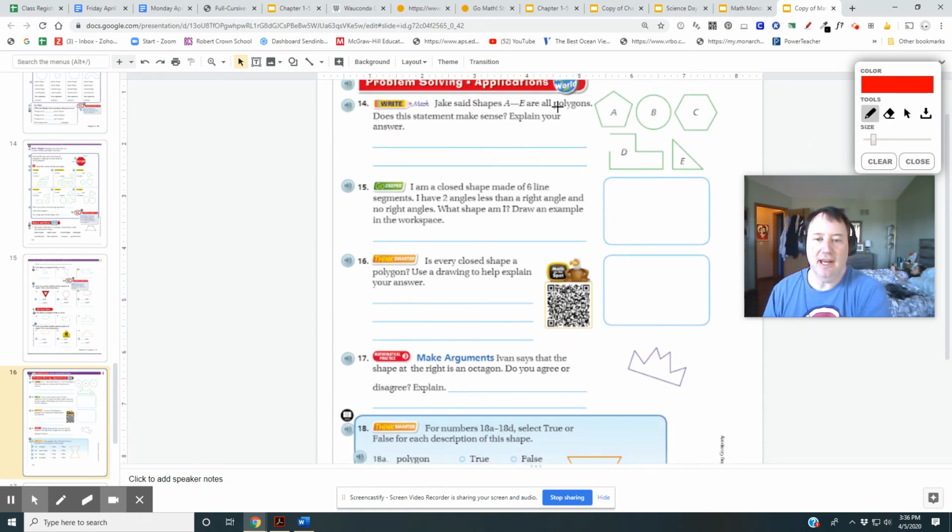Jake said A through E are all polygons. Does this statement make sense? No, it doesn't make sense because some are open and some have curved paths. So that's something you would want to put into your answer. So no, because some of them are open planes and they have closed paths.